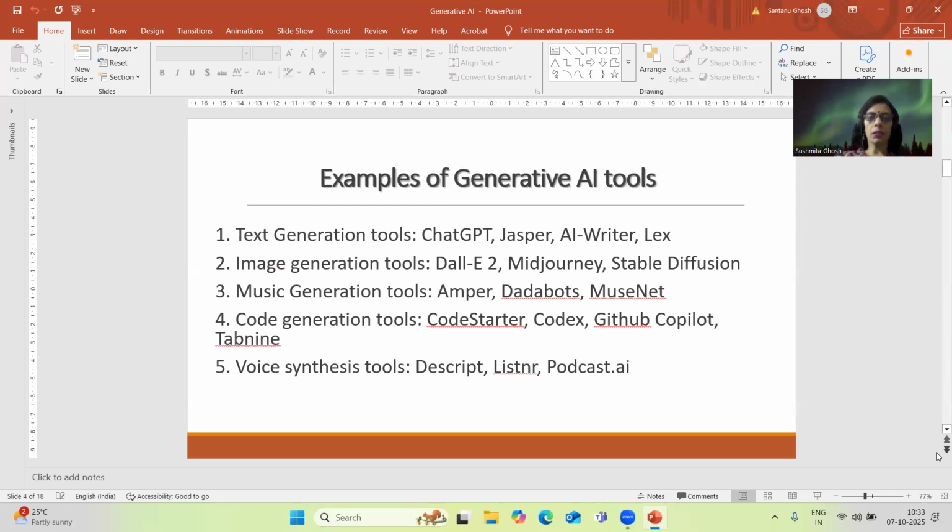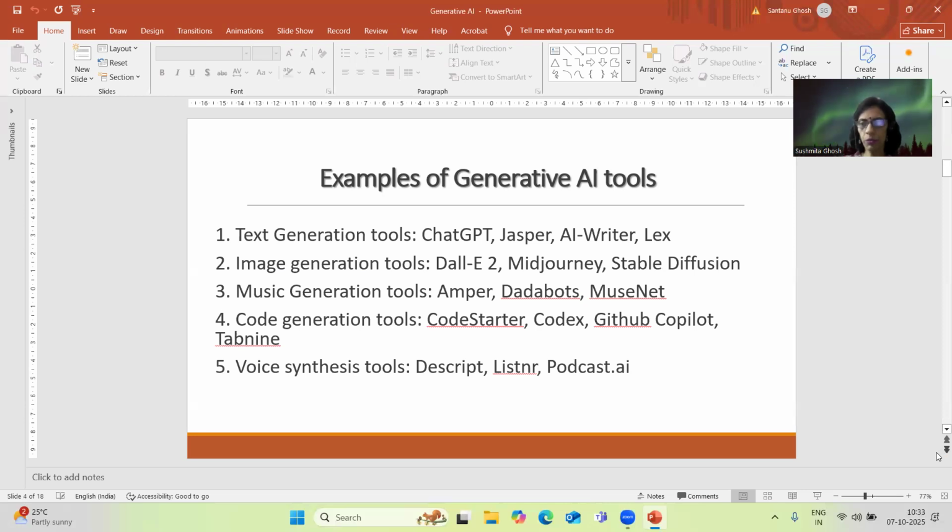Now, certain tools. I've given specific names because I saw in previous exam papers that they have been asking you to name a few tools, or identify which tool is for what. Though there are many, you cannot really remember all the names, it is not possible. But a few names under these categories of text generation, image, music, code generation. Nowadays, even code is being generated.